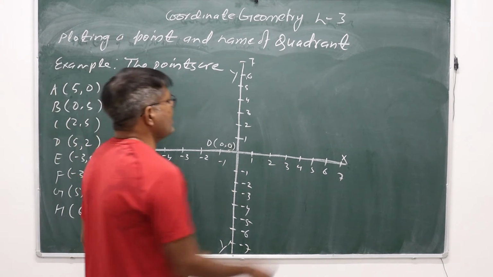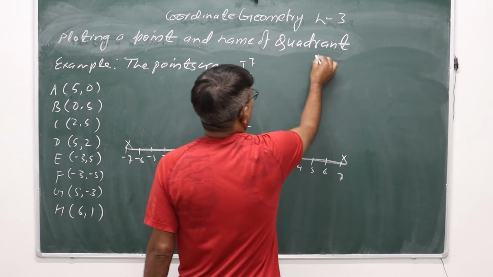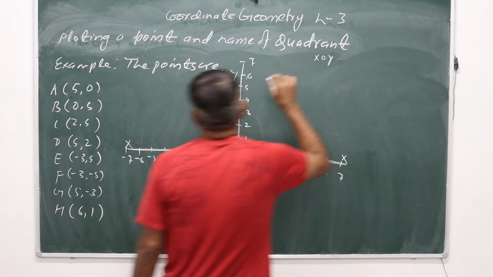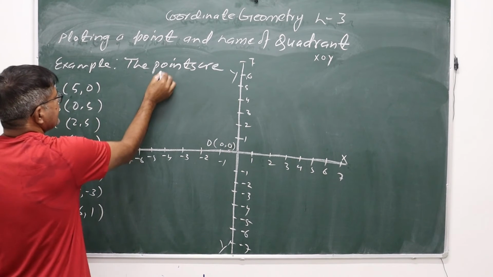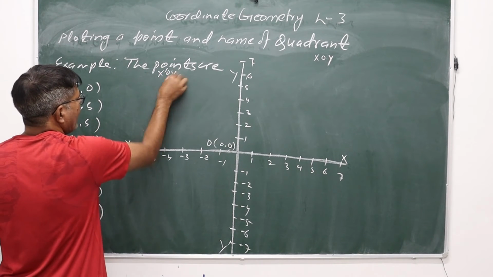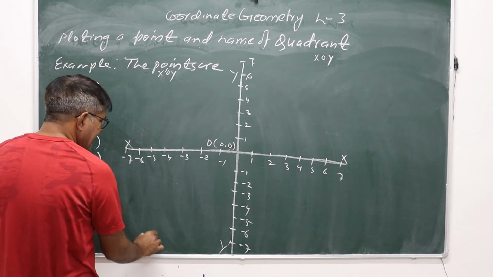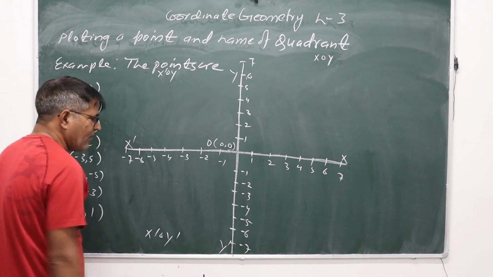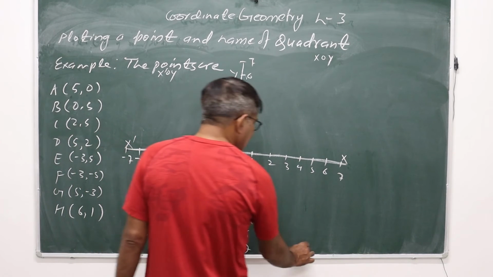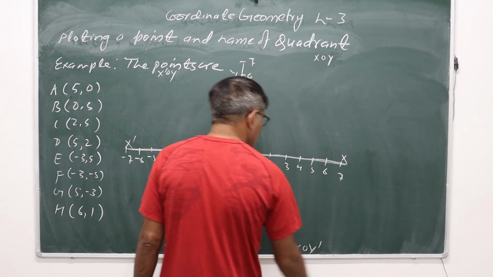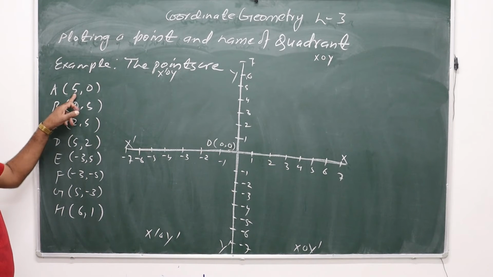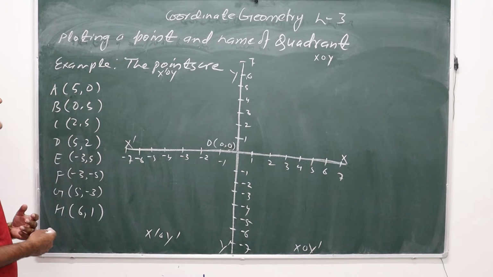Now this is the first quadrant, XOY, this is the first quadrant. This is X'OY, the second quadrant. This is X'OY', this is the third quadrant. And this is XOY', the fourth quadrant. Now if the abscissa and ordinate both are positive quantities, then the point will lie in the first quadrant.